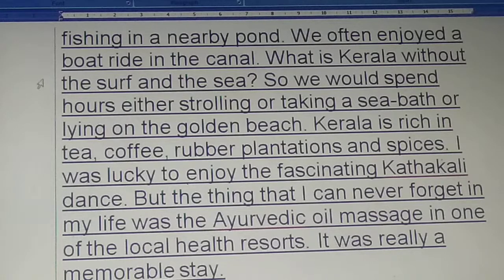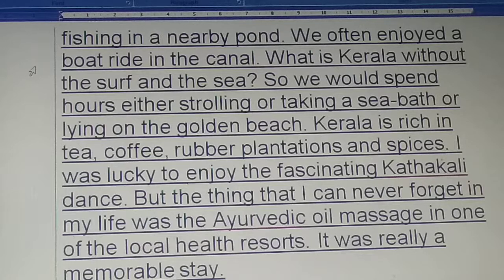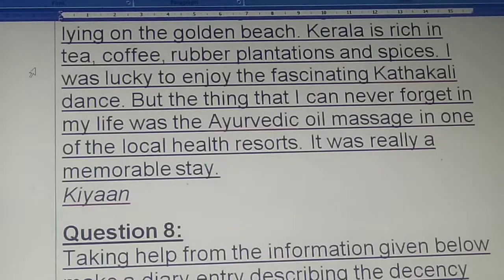Sea surfing is very famous, so we would spend hours strolling or taking a sea bath or lying on the golden beach. Kerala is rich in tea, coffee, rubber plantations and spices. I was lucky to enjoy the fascinating Kathakali dance. But the thing that I can never forget in my life was the Ayurvedic oil massage. Yes, Kerala is very famous for this. A relaxing oil massage. It was really a memorable stay.